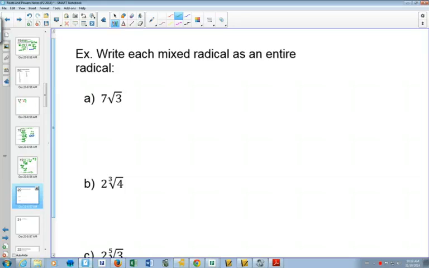The other thing you do is you take your mixed radicals, and there'll be times when it'll be important to change mixed radicals into entire radicals. Because, well, I'll show you an example in a bit where that would be helpful.